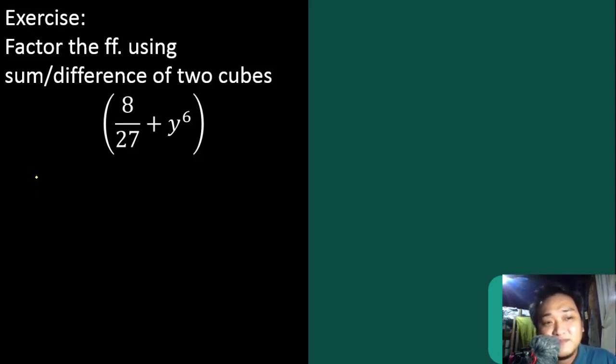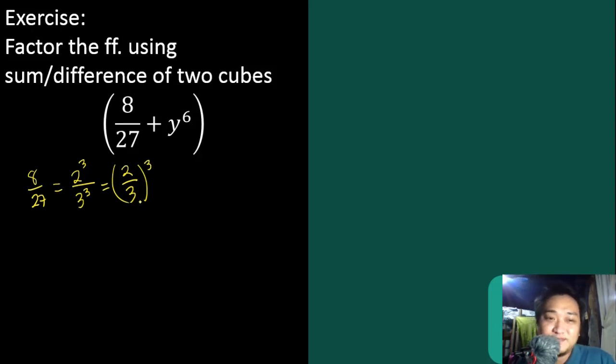Say you have 8 over 27. We know that 8 is a perfect cube and 27 is also a perfect cube. 8 is equivalent to 2 times 2 times 2, and 27 is 3 times 3 times 3. So, therefore, that will become 2 raised to 3 over 3 raised to 3. And since both the numerator and denominator are raised to 3, it is the same as the quantity 2/3 raised to 3.